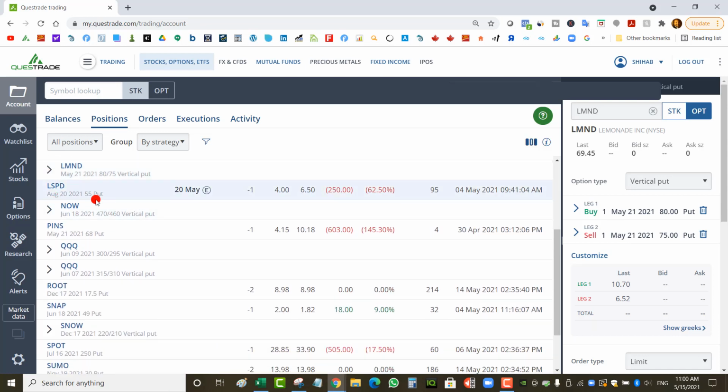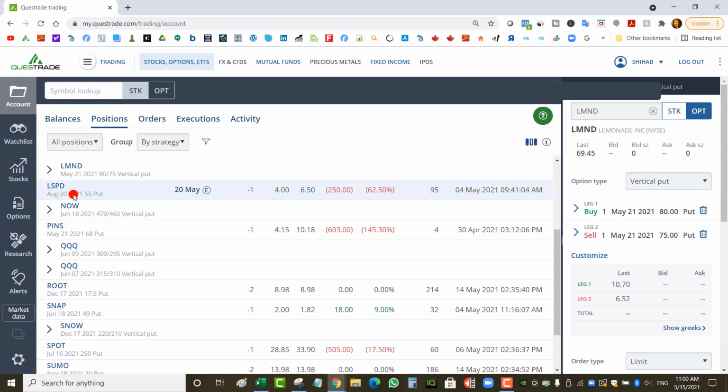Lightspeed is a naked put at a 55 put. This is an accident. I actually meant to open the June expiry. I accidentally sold the August expiry for $4. Right now it's trading for about, well, it says here 6.50, but it's after hours, so it might not be accurate, but it's not ready to be closed yet.